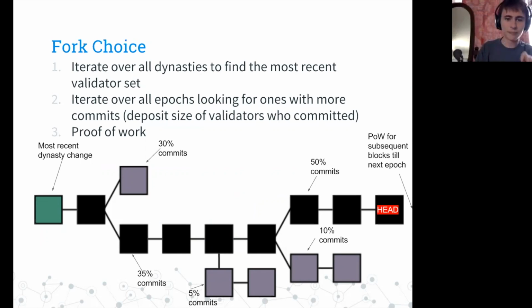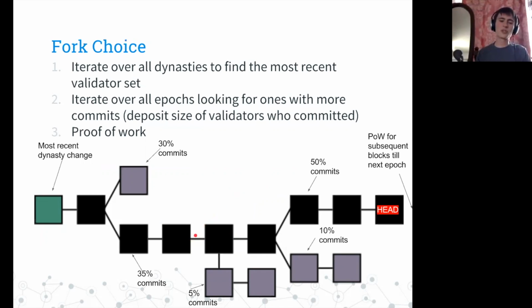just a quick question: for what blocks will proof of work be done, where it says proof of work for subsequent blocks till next epoch? Does that mean proof of work is done for all of those blocks till proof of stake is used again, or I'm still a little confused with that?